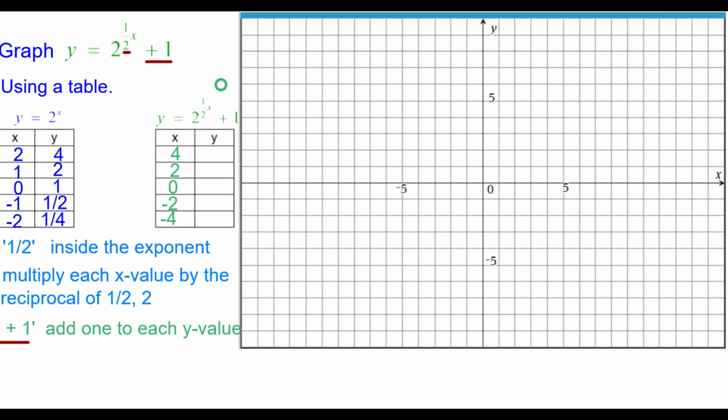The plus 1 affects the y values. We need to add 1 to each y value. So starting with the 4, we'll add 4 and 1 and get 5. So we'll plot the ordered pair 4, 5. We're going to ask you to go ahead and finish these values here, plot the points, draw the graph, and press pause to do this. Resume when you're ready.